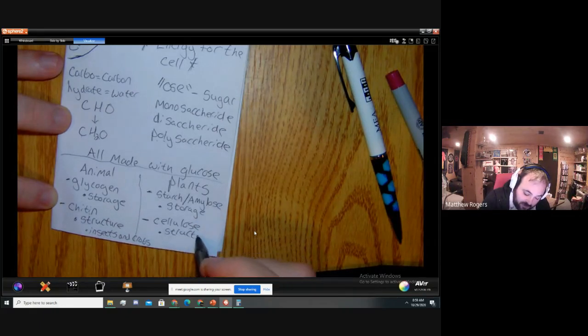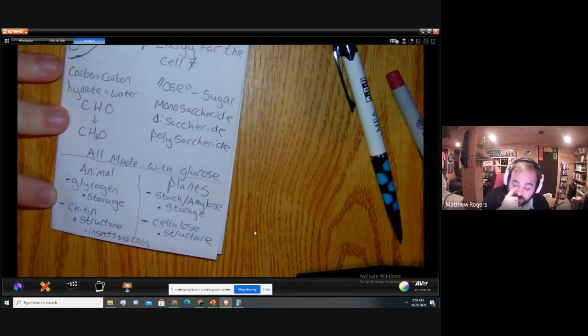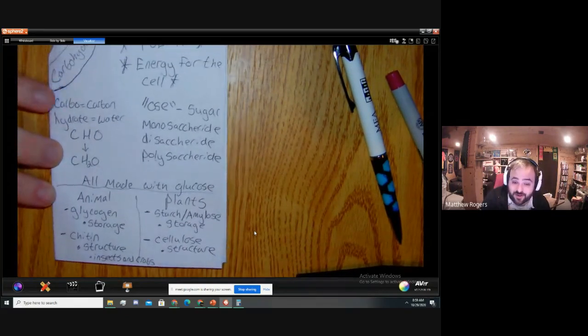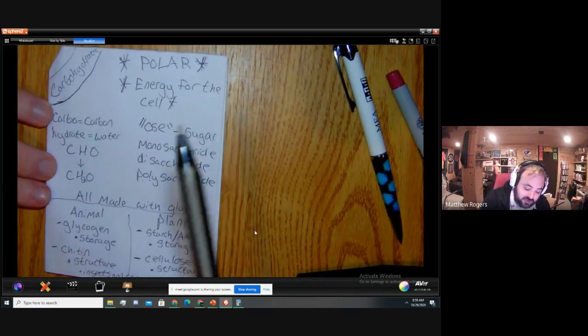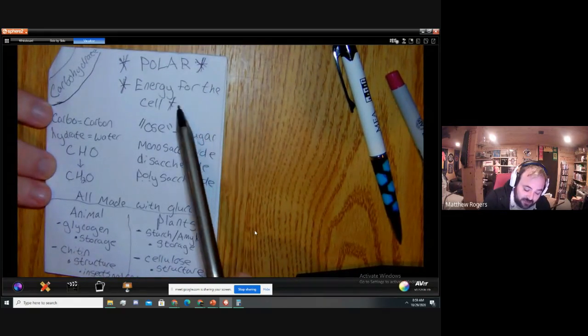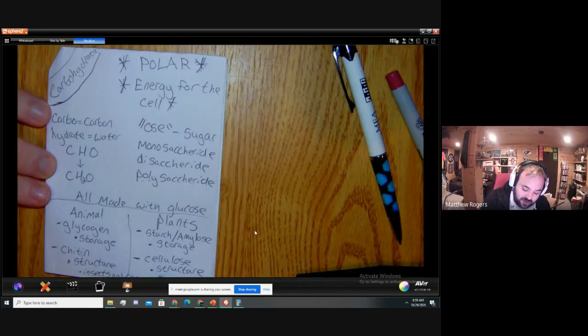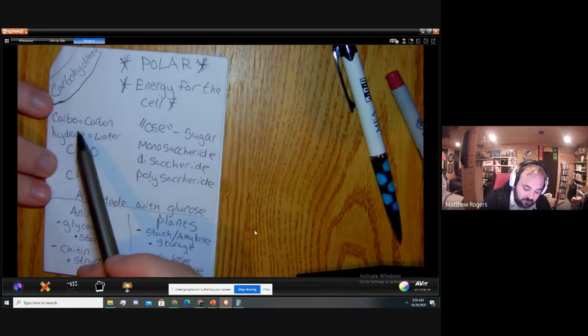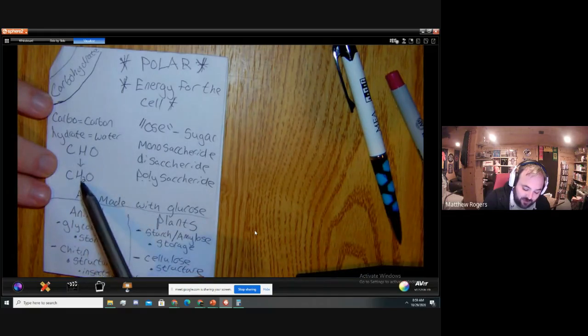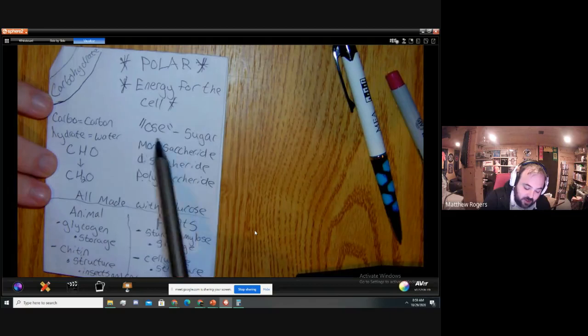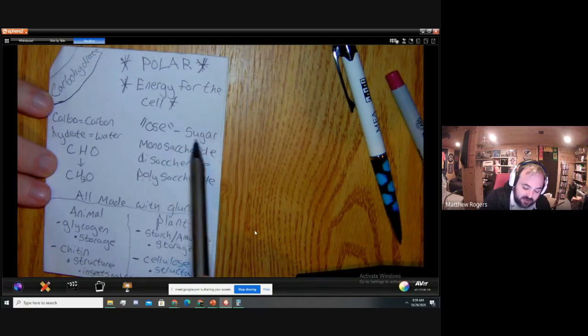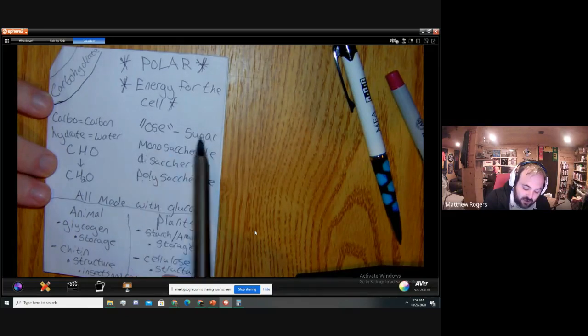So these are our notes for carbohydrates. We're going to do one of these for every single one of the macromolecules. So carbohydrates, they're polar. They're energy for the cell mostly. They can be used for structure as well, like chitin and cellulose, but for the most part, they're just energy for the cell. That's what our bodies and cells are going to use them for. Carbohydrate means carbon water. They have CHO in them, and it always follows the formula of CH2O. If you ever see anything end in OSE, like cellulose, amylose, glucose, fructose, they are all sugars.